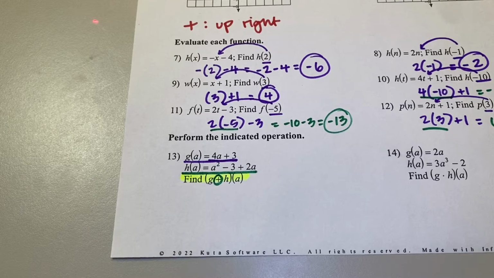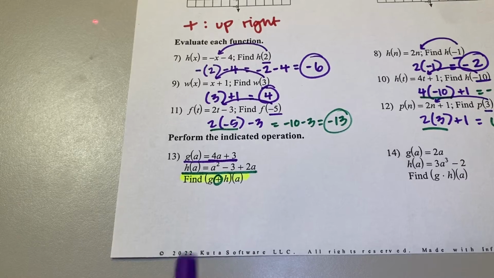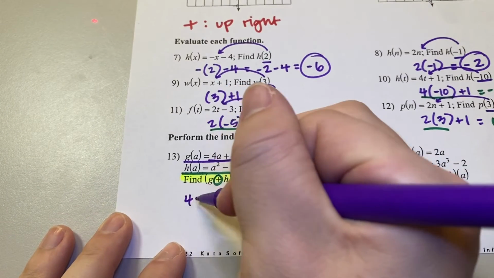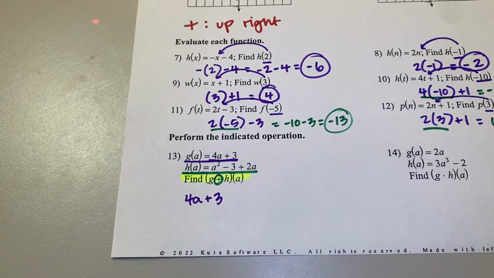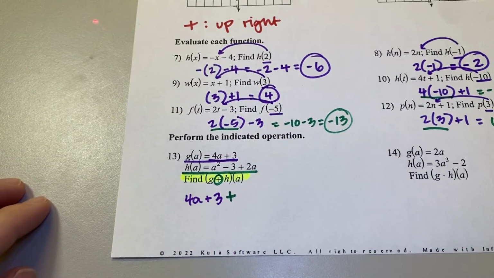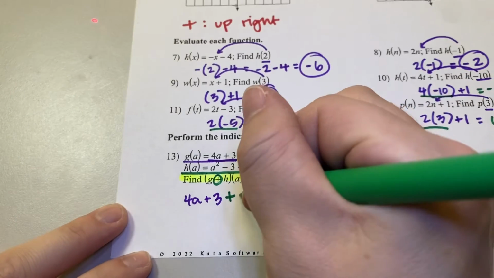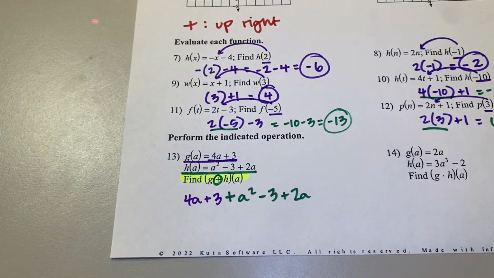Okay, watch carefully. So it wants us to take G, add it to H. So here we go. Let's take G, my first one. 4A plus 3, right? That's my G of A. Then I'm going to add it to, so plus, my H of A, A squared minus 3 plus 2A. Still looks kind of ugly, but all we have to do here is combine like terms, simplify it down.